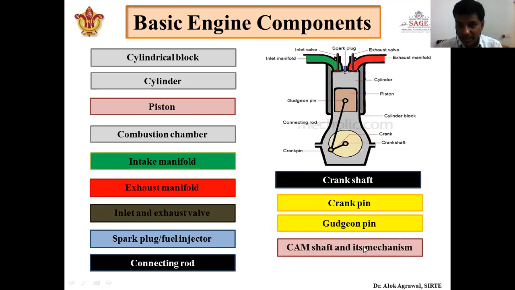Camshaft and its mechanism. The camshaft and its mechanism is very important, and it is not shown in this figure, as it is located above the valves. There is a cam arrangement over both the valves, which decides when the inlet valve will open and close and when the outlet or exhaust valve will open and close, and this is governed by the rotation of the crankshaft. So there is a link between the crankshaft and the inlet and outlet valves with the help of the camshaft and its mechanism. And finally, the flywheel.